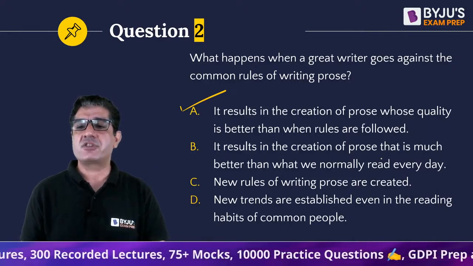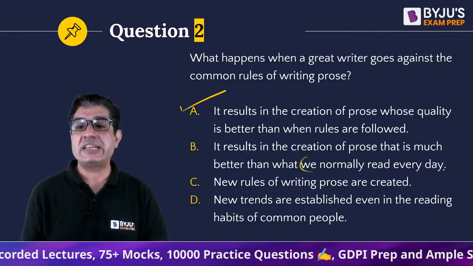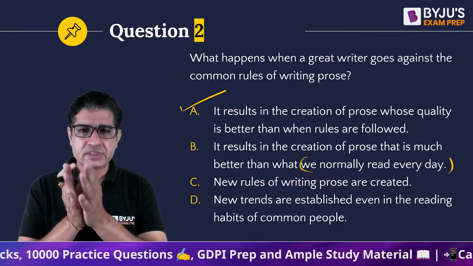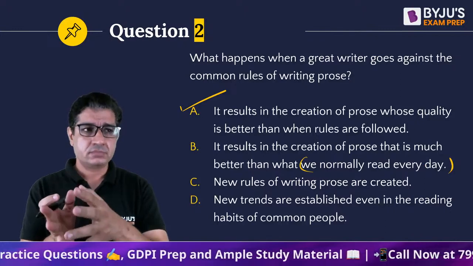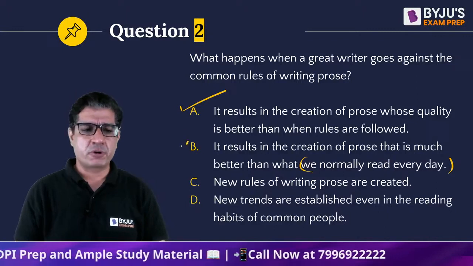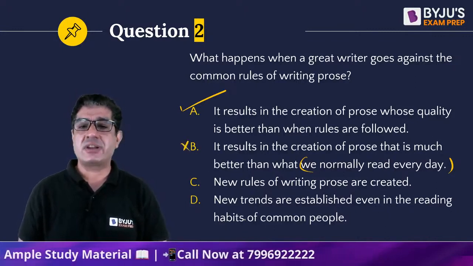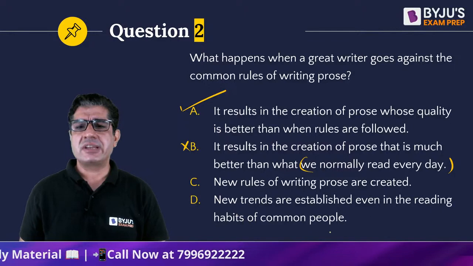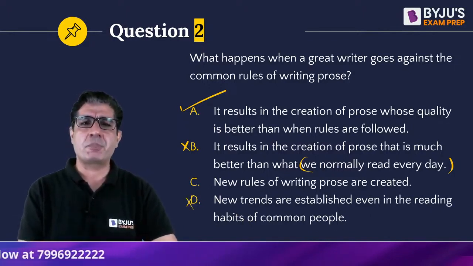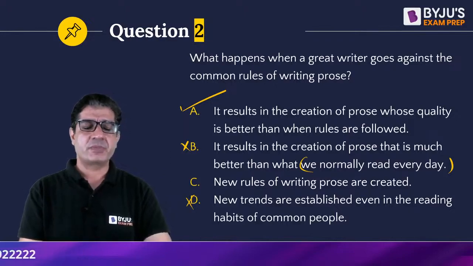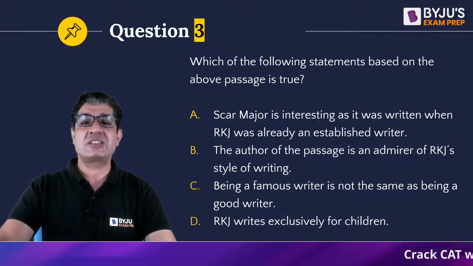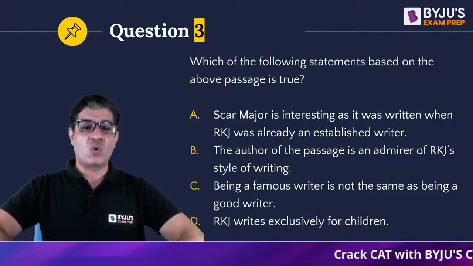B, it results in the creation of prose that is much better than what we normally read every day. The author is not comparing that writer's prose with the general prose which is produced or written. So therefore B can be ruled out. Somebody has also picked up D, so let's check. New trends are established even in the reading habits of common people, not at all related to this particular term. Just focus on the last sentence of the passage, you'd get A as your answer. So here is the next one. Question number 3, which of the following statements based on the above passage is true?